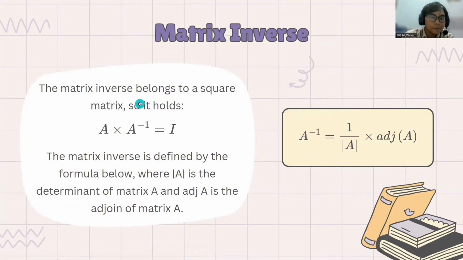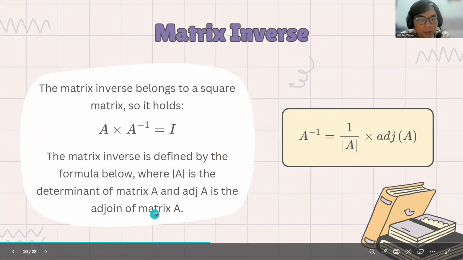Next, the matrix inverse. The matrix inverse belongs to a square matrix, so it holds A multiplied by A inverse equals I. The matrix inverse is defined by the formula below, where det A is the determinant of matrix A and adjoint A is the adjoint of matrix A.